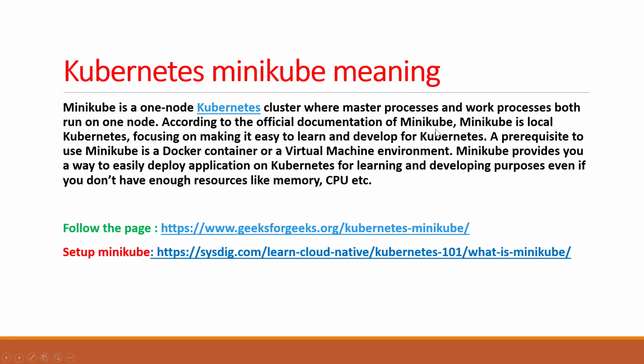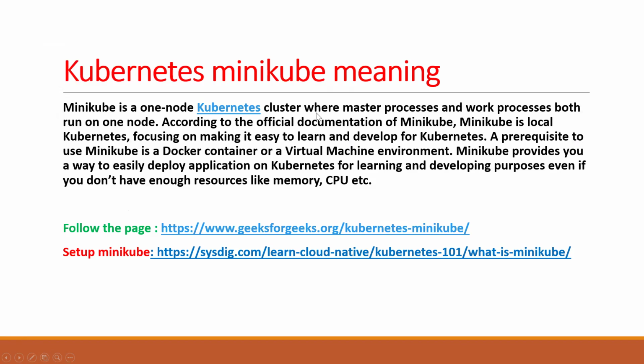According to the official documentation, Minikube is a local Kubernetes focusing on making it easy to learn and develop for Kubernetes. A prerequisite to use Minikube is a Docker container or a virtual machine environment. Minikube provides you an easy way to deploy applications on Kubernetes for learning and developing purposes, even if you don't have enough resources like memory and CPU. Now you understood why Minikube? Srinivas, did you understand?